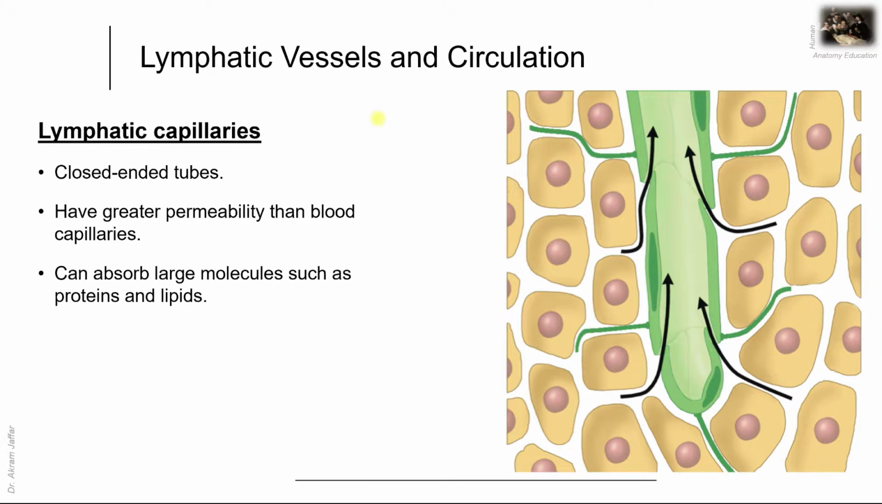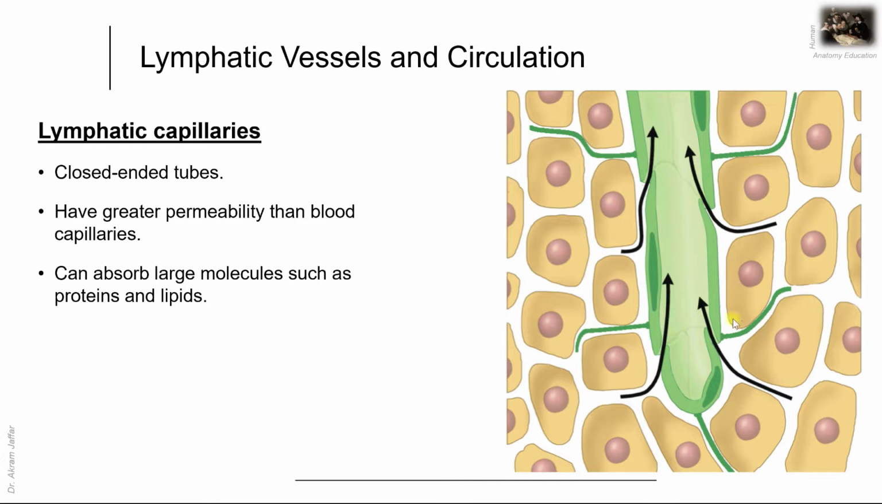It starts as lymphatic capillaries. These capillaries, as you can see here, are not like the capillaries of the cardiovascular system. These capillaries are closed-ended tubes, and they are present in the spaces in between the cells. The lymphatic capillaries are present throughout the body, except in avascular tissue, for example, the cartilage, the epidermis, and the cornea. They don't have blood vessels, they don't have lymphatic vessels.